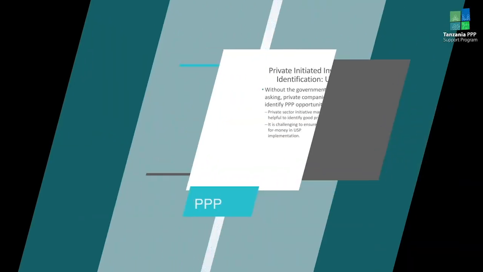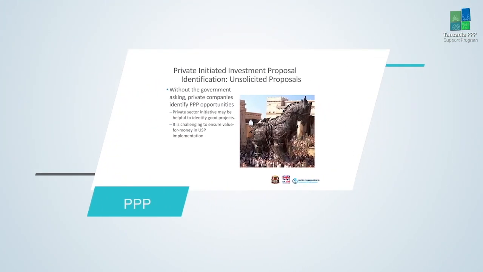So we have unsolicited proposals, where the private sector will identify a need that is not being met by the government, or sometimes even the government has identified what the need is but hasn't come up with a solution. And the private sector sees an opportunity to fulfill that need. Does anyone know what that is from your history? Trojan horse. The Trojan horse, yes, very good.